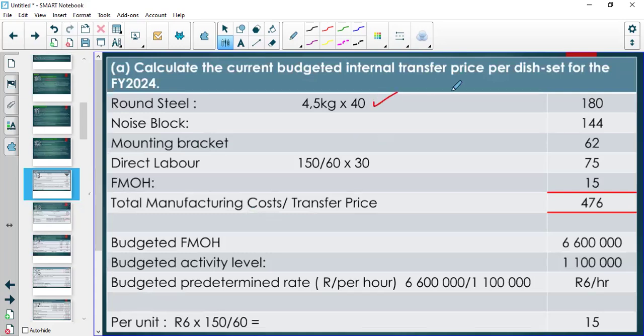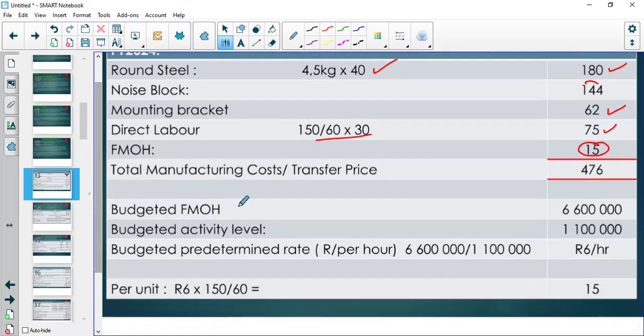So we have the round steel, 180. The noise block is given. This is given. This we calculate. This is given. We did calculate this as well. We took the budgeted fixed manufacturing overheads, then the activity level, the allocation basis, the total was 1.1 million. In this calculation, the tutor prepared it on the basis of rands per hour, so it was 6 rand per hour. But remember that we're allocating 6 rand per hour, and each unit takes 150 over 60 hours, so it comes to the same thing.